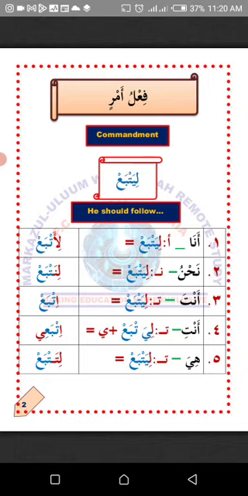Khamsa, number five. Hiya, she. So how do we change the verb ليتبع to suit hiya? All you need to do is to detach yaun and attach ta'un. So the verb ليتبع will now become لتتبع, which means she should follow. Remember, we use yaun to talk about a single male person and ta'un to talk about a single female person. Talking about them does not mean talking to them directly. لعلك فهمت? I hope you understand.